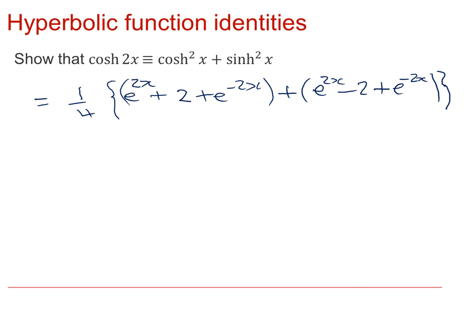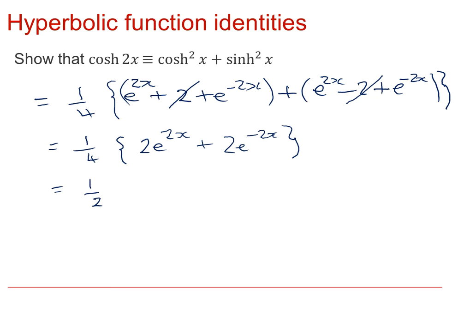And we can see here that in this case it is the 2s that get cancelled out, leaving us with a quarter of 2e to the 2x plus 2e to the minus 2x, resulting in the half e to the 2x plus e to the minus 2x, which is therefore cosh of 2x.